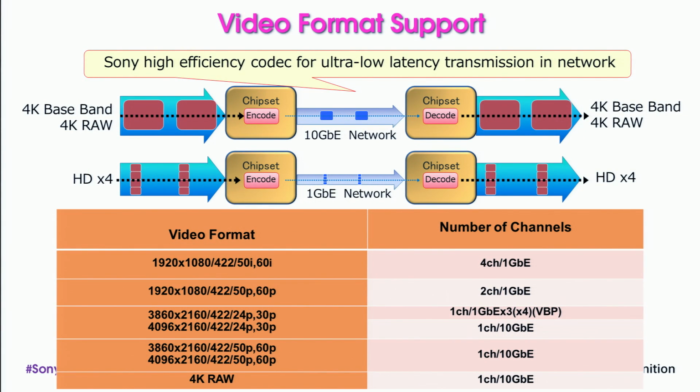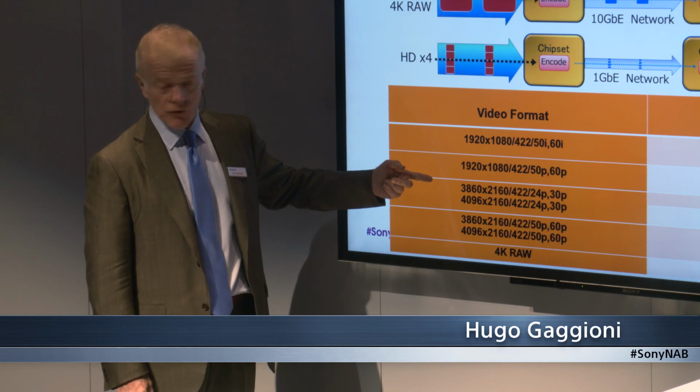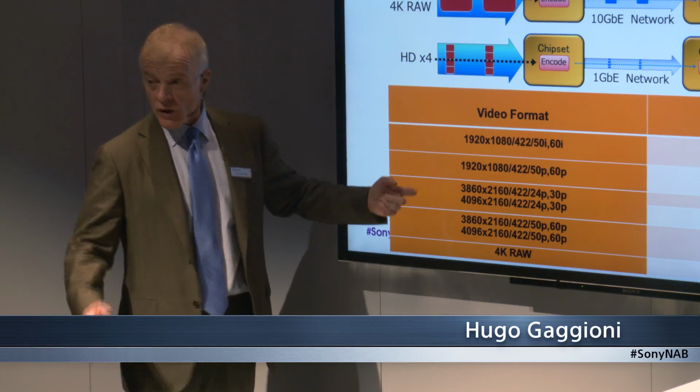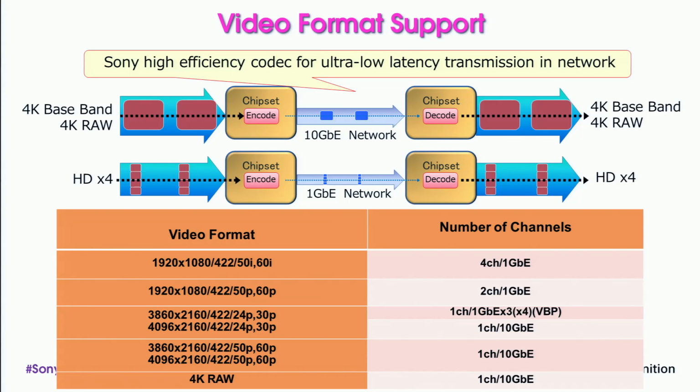Very briefly, we can support up to 4 channels of HD on a single gigabit, or we can support 2 channels of 1080 60p, 4:2:2 10 bits over gigabit, or we can support 1 channel of 60p 4K, 4:2:2 10 bits, or we have very strong confidence that we will be able to support 2 channels of 4K RAW over 10 gigabit.